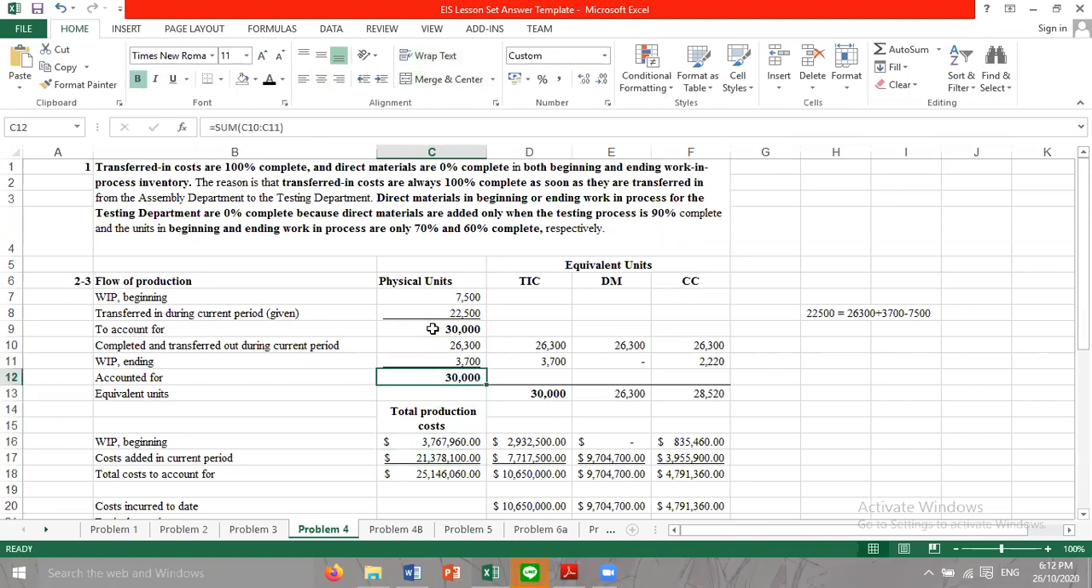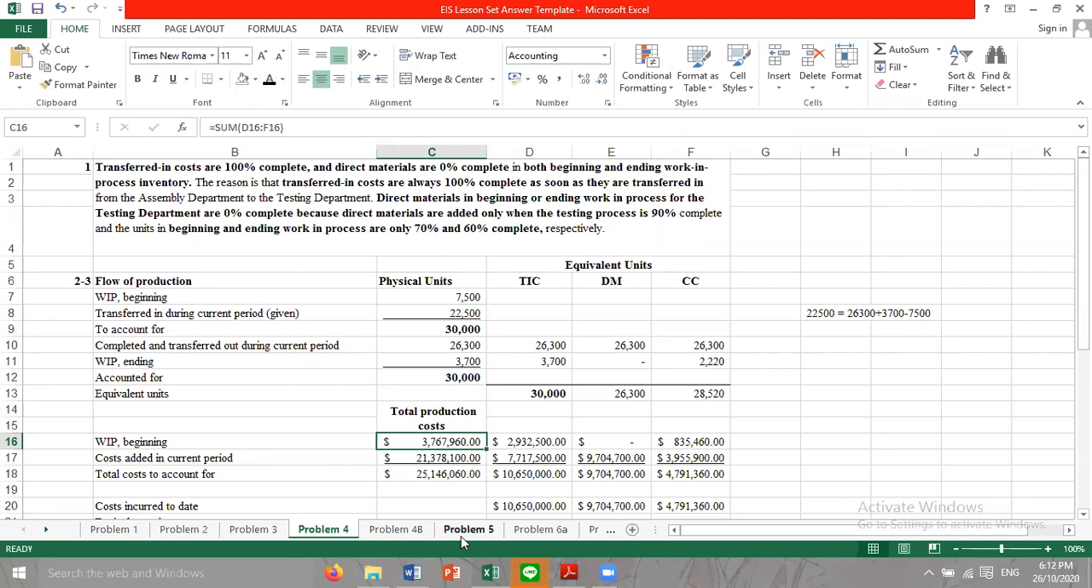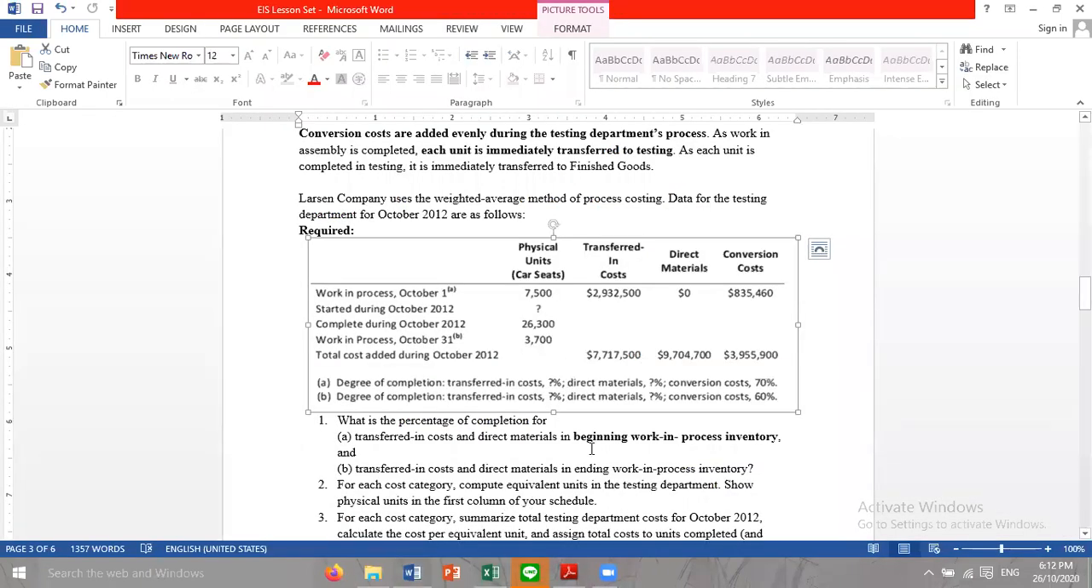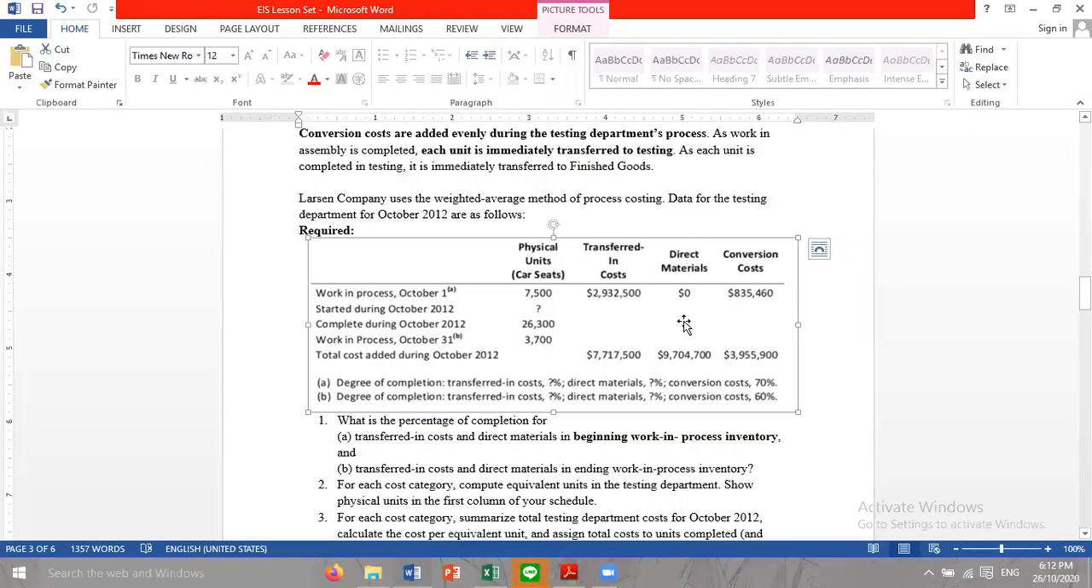Now, since we already know the equivalent units, we can allocate and calculate the production cost. First, we need to know the production cost for the work in process beginning and the cost added in the current period. All of them are already provided in the question. Where is it? All right, here is work in process. We're already given the cost. In this case, transferred in cost is 2,932,500. This one here. And then direct materials is zero, as it's not yet added, right?